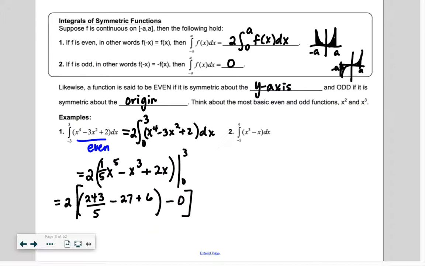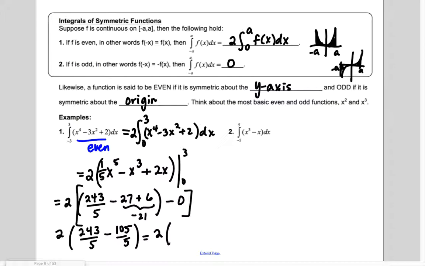Do you see why that's nice for us? We like when the whole second part becomes 0. So I would probably combine these and get negative 21, and then get our common denominator. So we have 243 over 5 minus 105 over 5. I know you guys love fractions. It's your favorite thing in the whole world. That's 138 over 5. Do you guys know 2 times 138? 276 over 5, and that's our answer. All without a calculator.